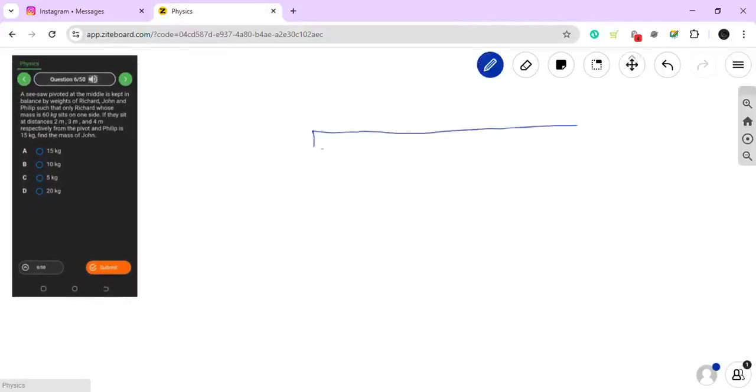This is the meter rule or the seesaw. Now the seesaw is pivoted at the midpoint. Let's say this is the midpoint. All right, please follow me. We have Richard, John, and Philip, such that only Richard sits on one side, at 2 meter distance. So this is 2 meter, and this is where Richard is sitting. Richard has a mass of, let me call it MR, 60 kilogram, and he's the only one sitting on one side.